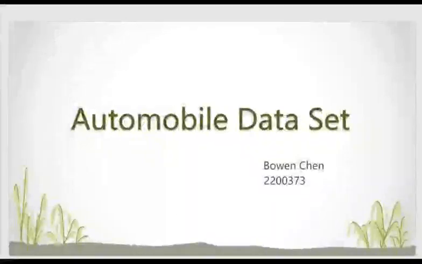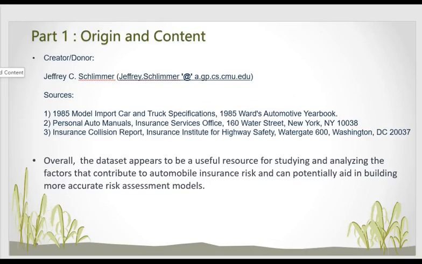Okay, let's begin. This is my topic. I choose the automobile dataset. The dataset has over 26 attributes. This is part one, origin and content.